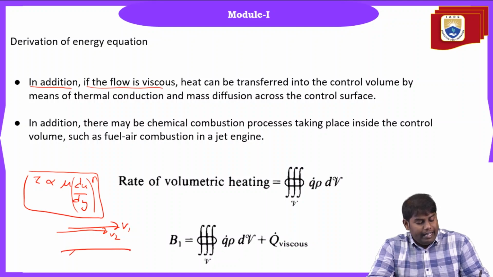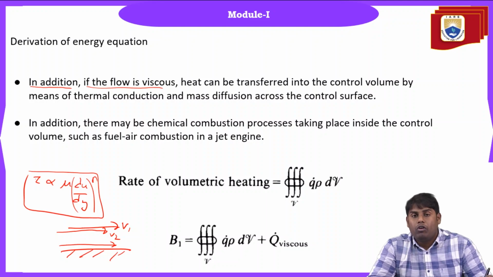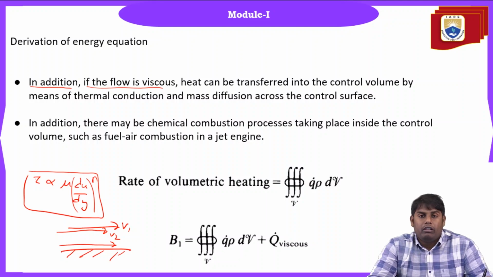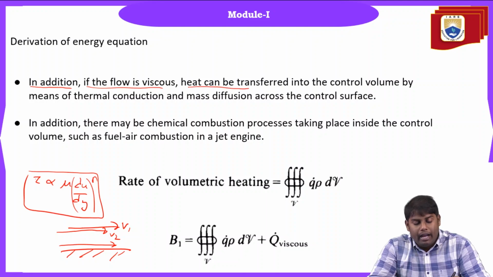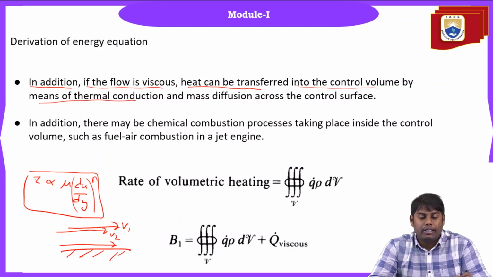But if you take a wall, and a flow is going over it, because of the cohesive and adhesive nature between the fluid molecules and the solid molecules, you have viscosity effects. Even with this viscosity effect, the shear stress can add or transfer heat to the control volume by means of thermal conduction and mass diffusion across the control surface.